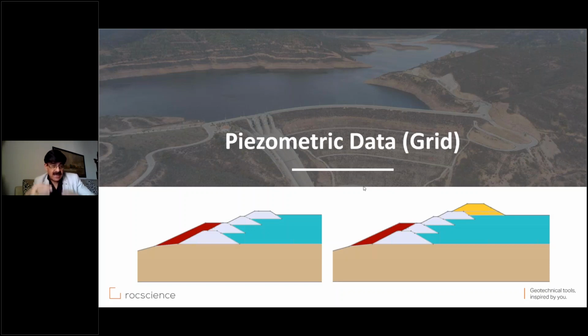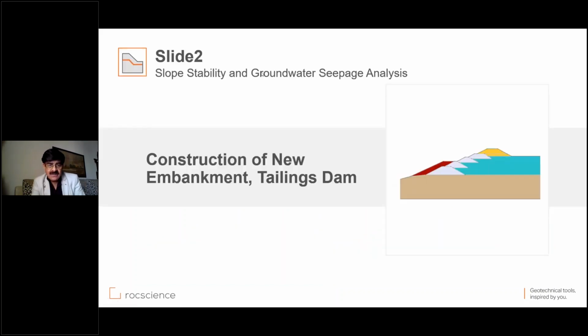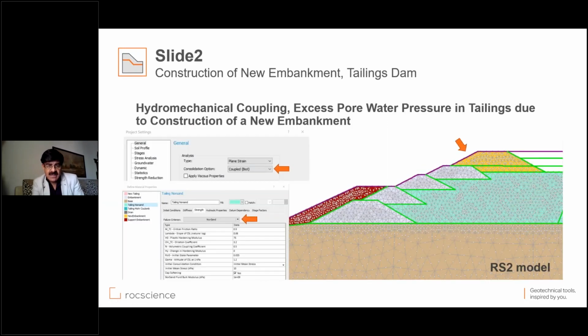Okay, so as you would imagine, when you build an embankment, there's always an issue of excess pore water pressure and how fast or how slowly that excess water pressure has to be dissipated. And based on that, construction sequence or the time to be taken in construction of the embankment is to be decided. Construction stage pore water pressure situation. So construction of a new embankment on a tailing dam. So that's what we are going to see.